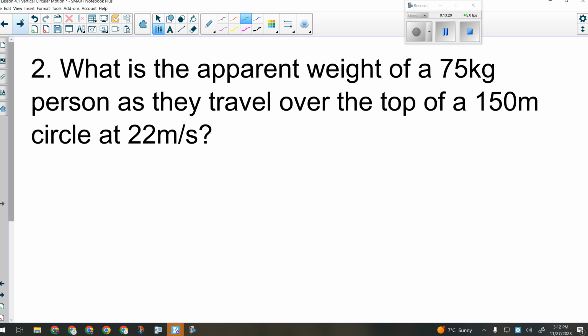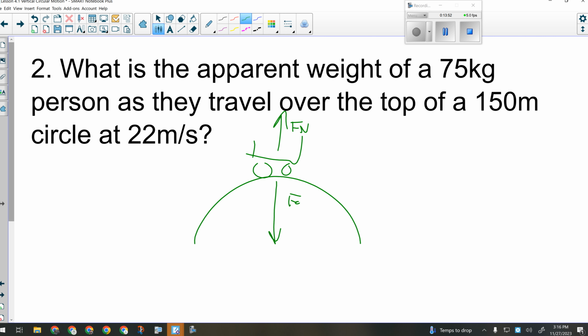try that one. What is the apparent weight of a person who has a mass of 75 kilograms as they travel over the top of a 150 meter circle? That's the radius, by the way, at 22 meters per second. So still a vertical circle here. So we are going over the top of the vertical circle. That means that normal force is acting out or up, and gravity is acting down or in.